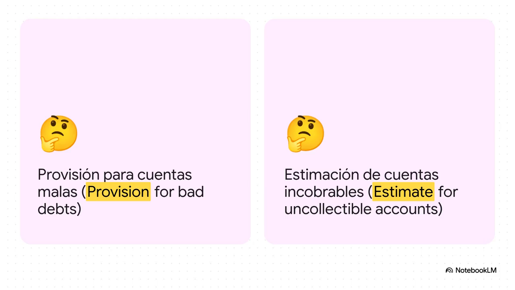So picture this. You're looking at a financial report and you see these two phrases: a provision for bad debts and an estimate for uncollectible accounts. They sound pretty much the same, don't they? Both seem to be about getting ready for customers who, well, aren't going to pay. And you know what? That totally logical assumption, that's exactly where the danger starts.